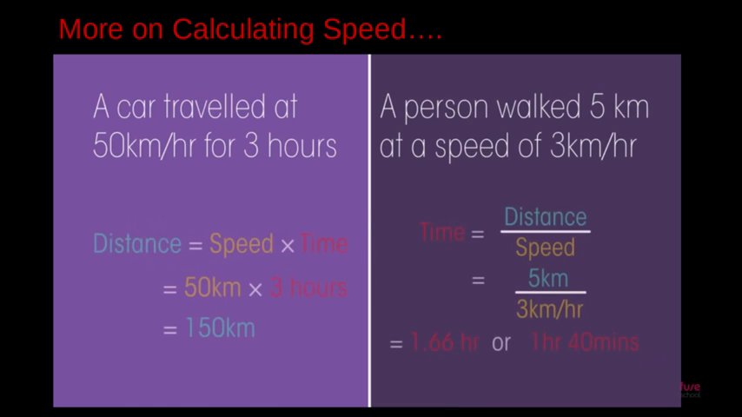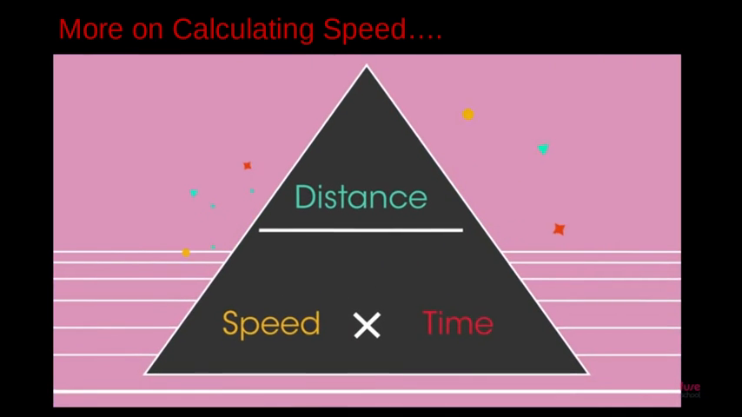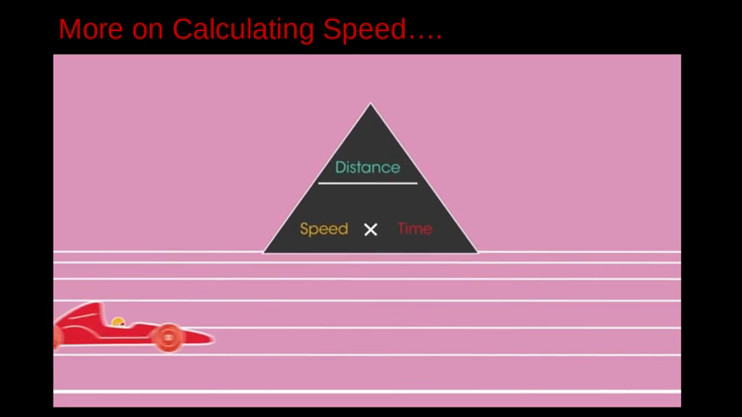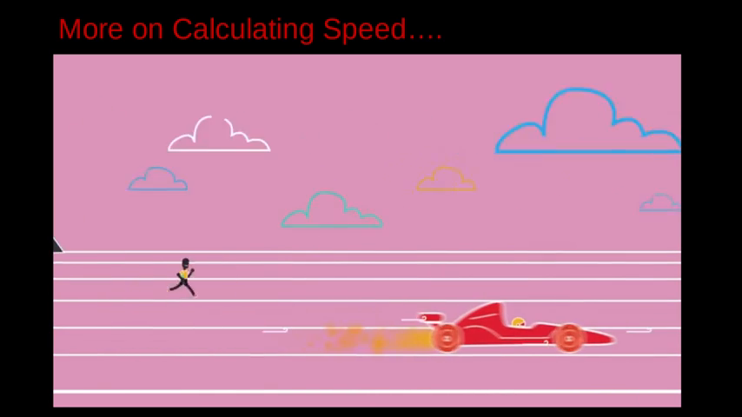Did you get them right? A distance of 150 kilometers and a time of 1.66 hours, which is 1 hour 40 minutes. So now you can calculate speed, distance and time and understand a little bit about the units of speed. And of course have proved that a Formula 1 car is faster than even the fastest person on the planet.